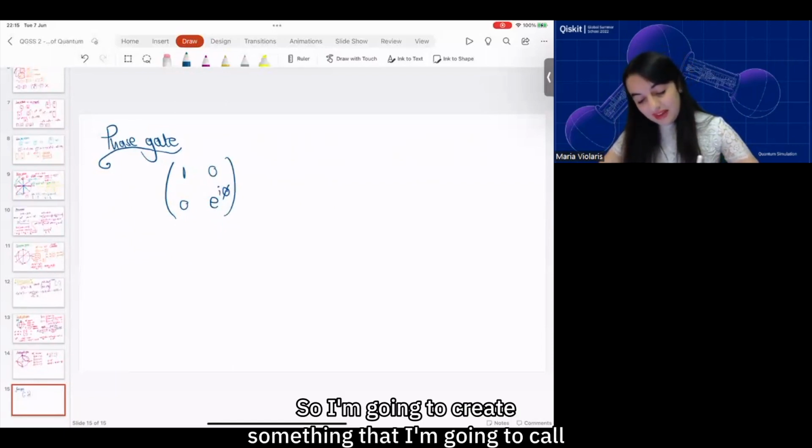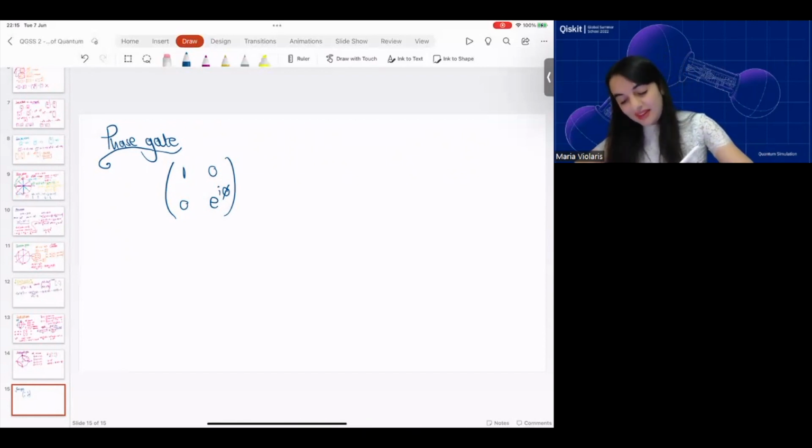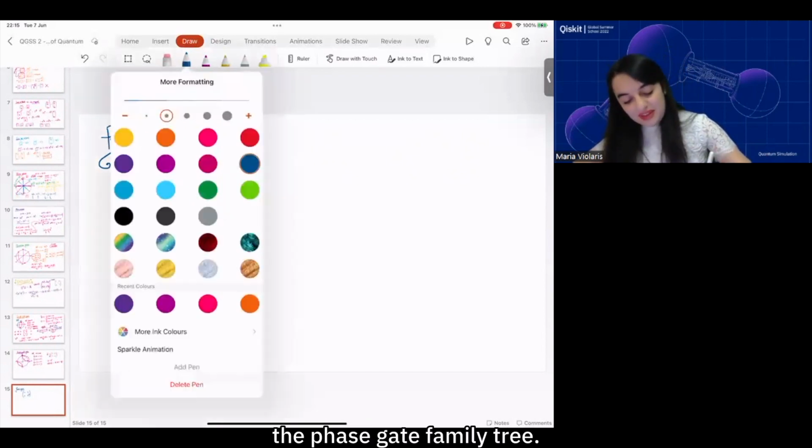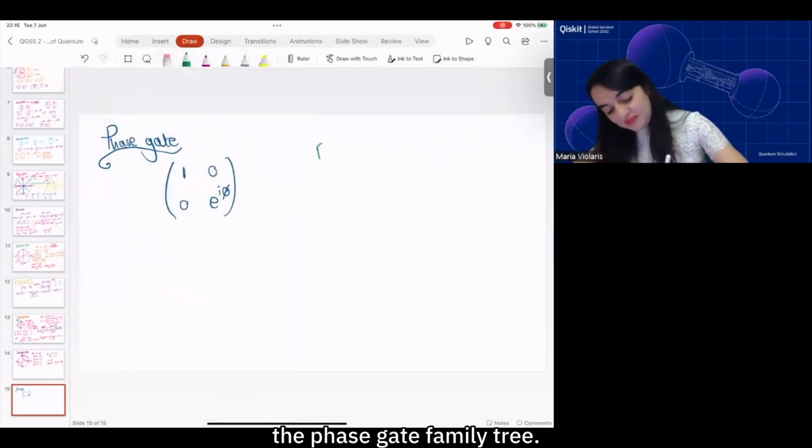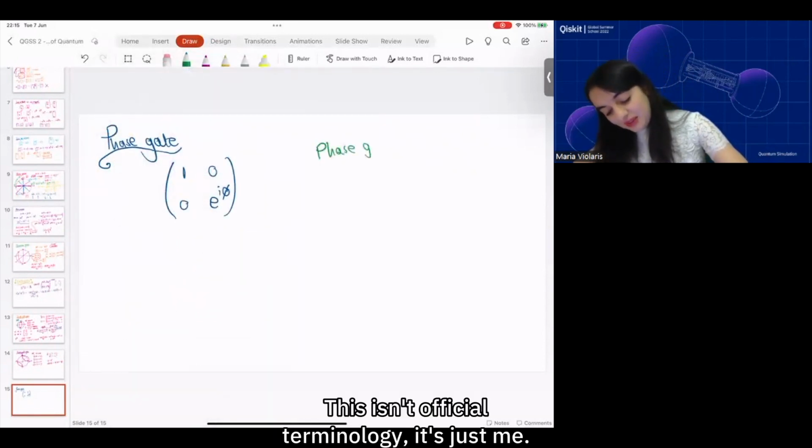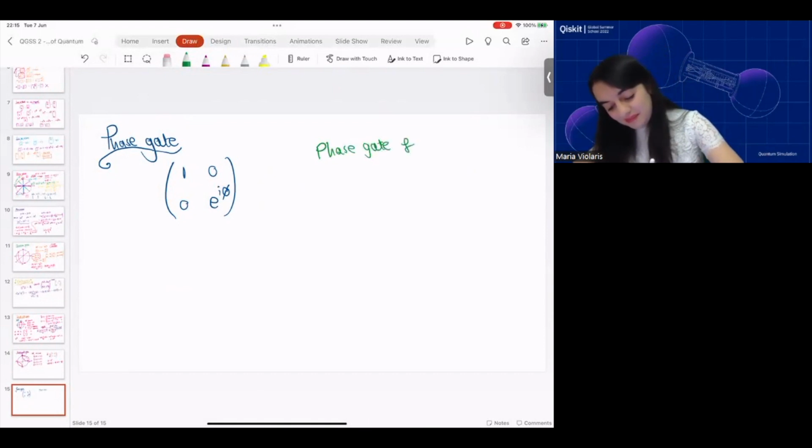So I'm going to create something that I'm going to call the phase gate family tree. This isn't official terminology, it's just me.